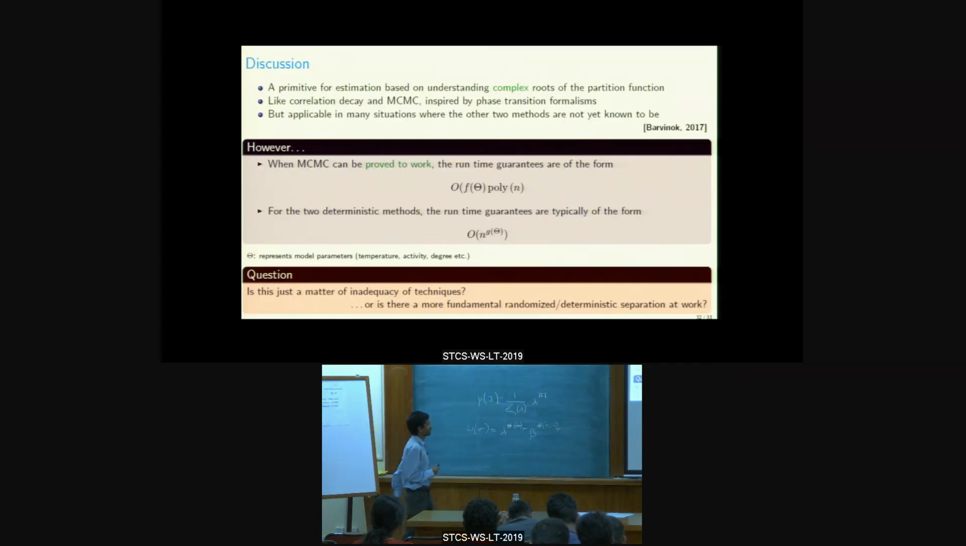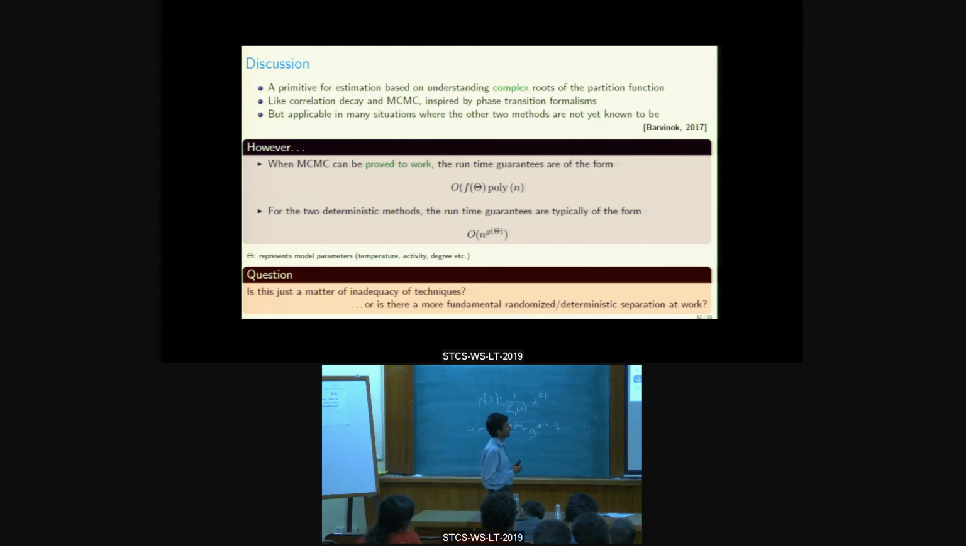Okay, so just the final summary is that we have this new primitive about zeros of polynomials, and it seems to work even in cases where MCMC or correlation decay don't work or are not known to work, or one doesn't even know how to start designing such an algorithm.